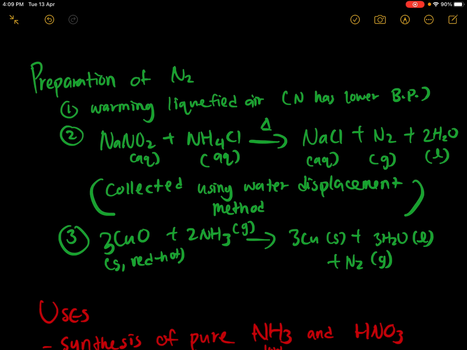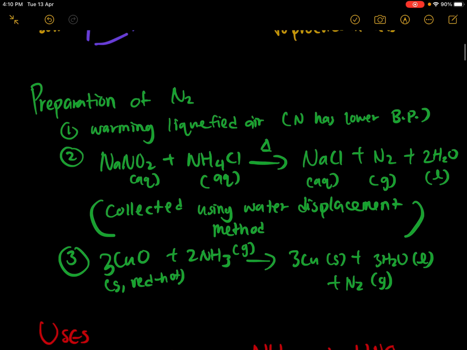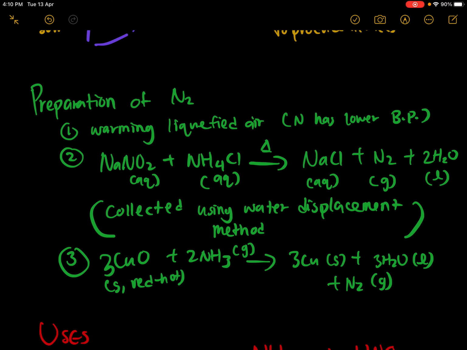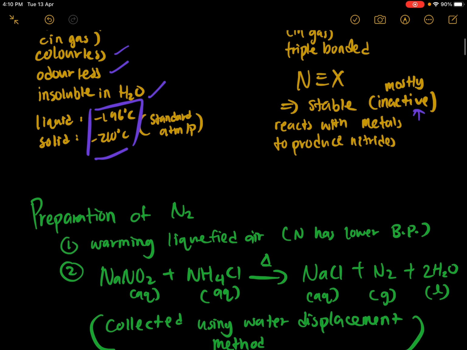Preparation of nitrogen gas. There are a few ways. Number one is if you have liquefied air, which is where you compress the air and then it becomes liquid. If you compress the air and then increase the temperature slowly, you will be able to take out all of the other impurities, because the main components of air are nitrogen and oxygen.